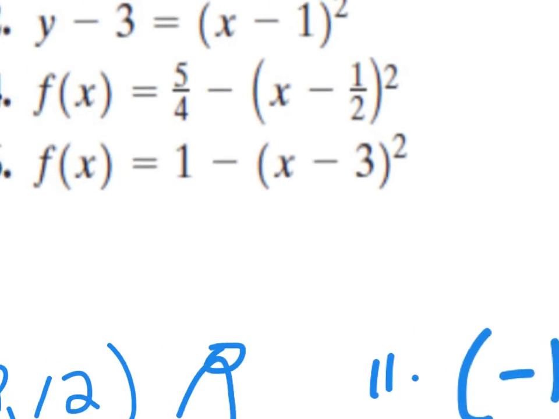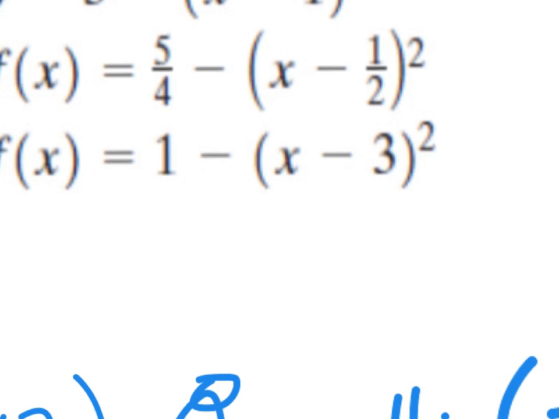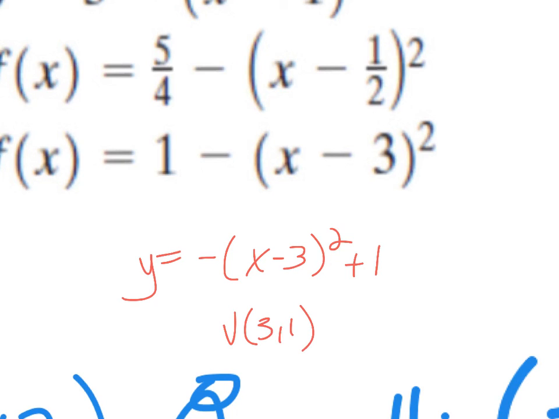So same thing here. If it's not written in the way that you're used to seeing it, I would definitely rewrite it. How would you rewrite this one? Y equals? Negative x minus 3 quantity squared plus 1. Good. So now your vertex you can see is at what? 3 and 1. Which way does it open? Down because it's negative. Good.